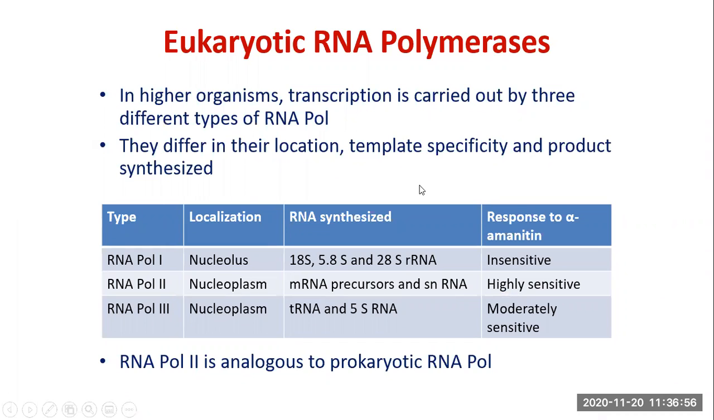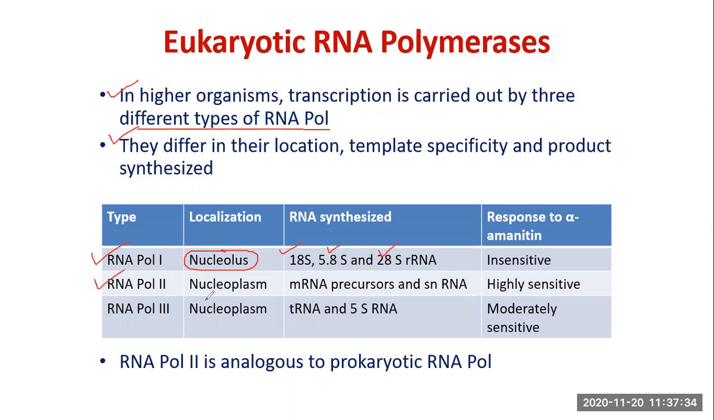Contrary to prokaryotes, in eukaryotes, you have three different types of RNA polymerases. You have three different types of RNA polymerases in higher organisms. Their location is also different, and their work profile, their responsibility, also differs. For example, you have RNA polymerase 1. It is located in the nucleolus, a small organelle present within the nucleus. And what does it do? It is responsible for the synthesis of ribosomal RNAs. 18S, 5.8S, and 28S ribosomal RNA are synthesized by RNA pol 1.